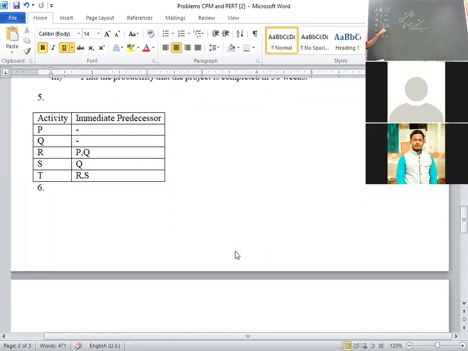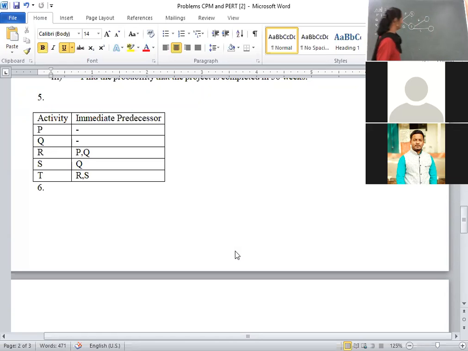P and Q completed, then only R. Q is completed, then only S. Right now, R and S are completed, then only T. Listen carefully here. R and S. For example, this node is 3. This is R, this is S. I cannot complete this this way. This is wrong. This is called the loop concept.